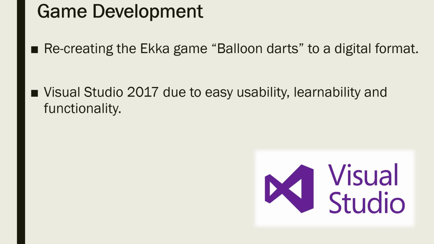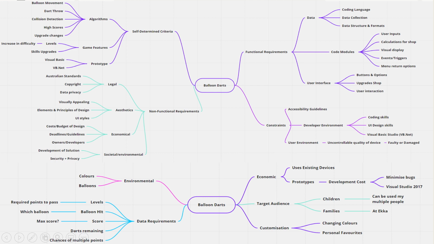As stated earlier, this year we will be recreating the Ekka game Balloon Darts into a digital format. We have decided that Microsoft Visual Studio 2017 will be the ideal choice to develop the game because of its easy usability, learnability, and functionality. The mind maps of Balloon Darts show the functional requirements of the game, which include data requirements and certain sections of the constraints. The non-functional requirements include environmental, customization, target audience, and economic. The self-determined criteria sections show the different algorithms within the game features, and prototyping development.